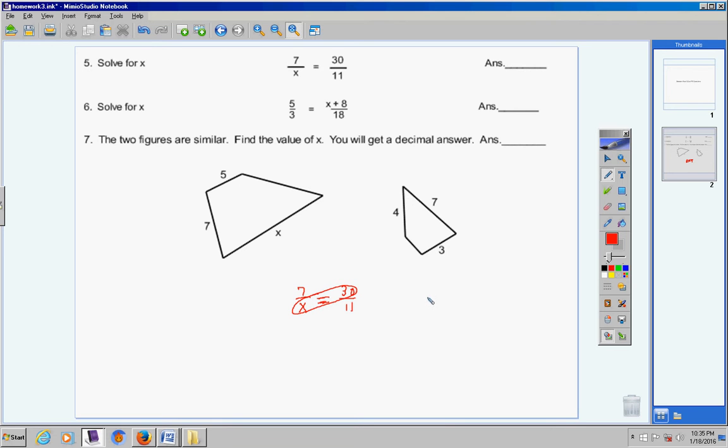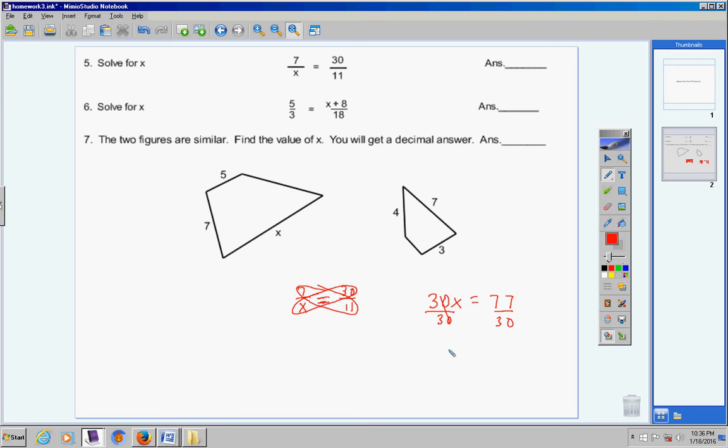X times 30 is 30x. Okay, 7 times 11 is 77. If you struggle with that, use a calculator. Okay, and then you put an equal sign in between them. And now, guys, you know how to finish this. To get x by itself, you divide both sides by 30.